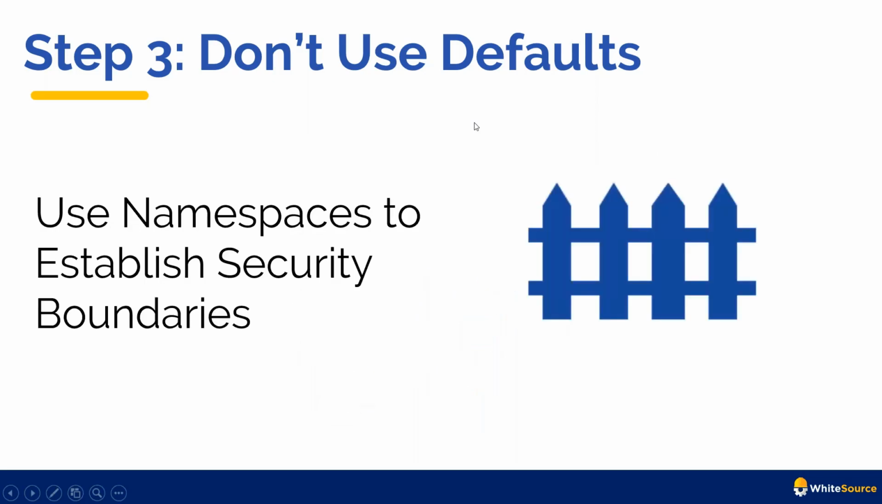The next one is use namespaces or some sort of security boundaries. So this means that also in terms of network isolation, namespaces are isolated from each other at the network level. In terms of RBAC, also at the user level. So for example, a container from a specific namespace sometimes cannot access a container from another namespace. So it's very important to have specific security boundaries.